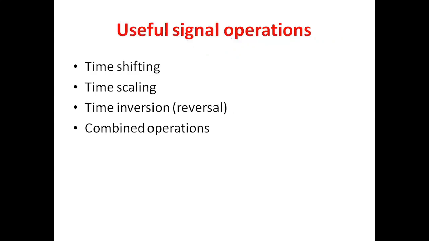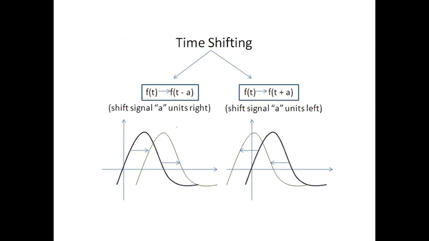Now coming to some useful signal operations: time shifting, time scaling, time inversion, and then lastly combined operations. Time shifting: when we shift the signal towards the right hand side, it is called delaying. If we shift the signal towards the left hand side, then it is advancing.